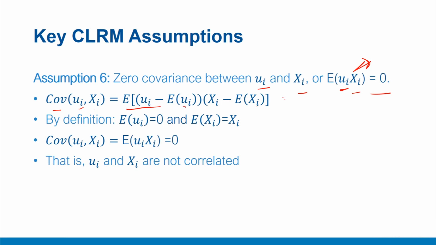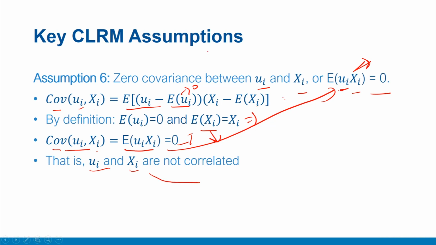Notice here we already know that the expected value of mu i is 0 already. So this expression simply becomes the covariance of mu i and xi, which simply becomes the expectation of mu i xi, which is this term, which is 0. In simple terms, it says that the correlation between mu i and xi is 0, because like we said earlier, correlation is nothing but the standardized form of covariance. So mu i and xi are not correlated, which is our assumption 6.